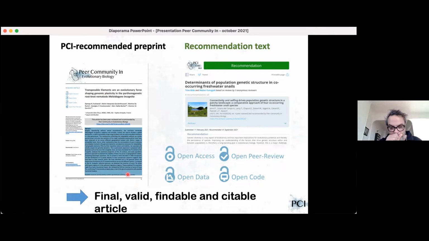And we consider at this step that your article is a final article. It has been validated by the scientific community. It is findable. It is citable. You can use it as a normal reference. You can put it in your resume, in your curriculum vitae. So it's a final piece of work.